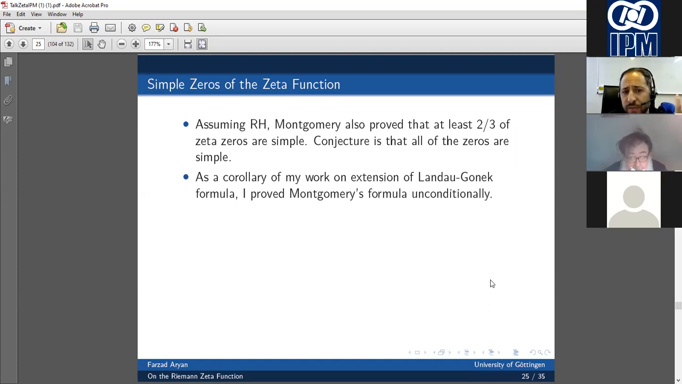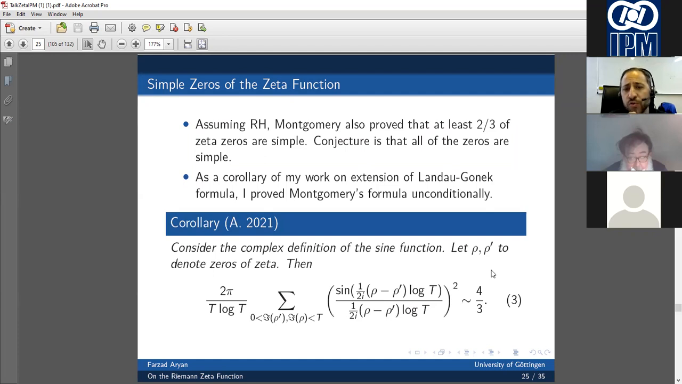So, if you notice in the theorem I proved, and I mentioned that the Montgomery result was a special case of it, I did not assume the Riemann hypothesis. Because of that, I could prove the Montgomery formula unconditionally. I didn't need to assume the Riemann hypothesis. However, when the zeros are not on the half line, you get a little bit crazy terms here, so you have to consider all the zeros, and you have to consider a complex definition of the sine function. But the formula is more or less the same, just with no Riemann hypothesis assumed.